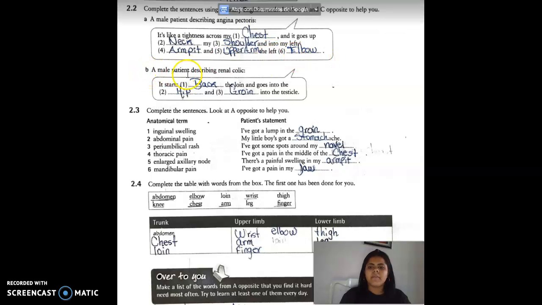B. A male patient describing renal colic. It starts in the back, the loin, and goes into the hip and growing into the testicle.